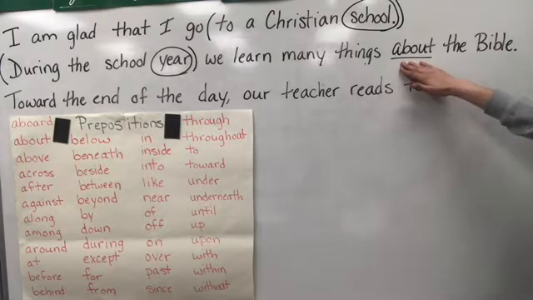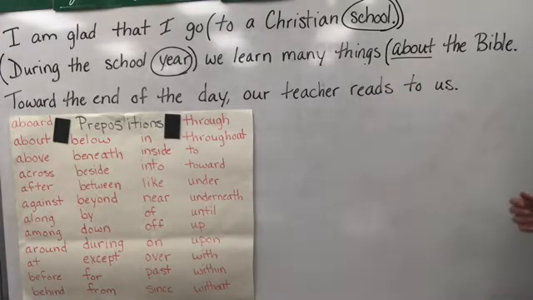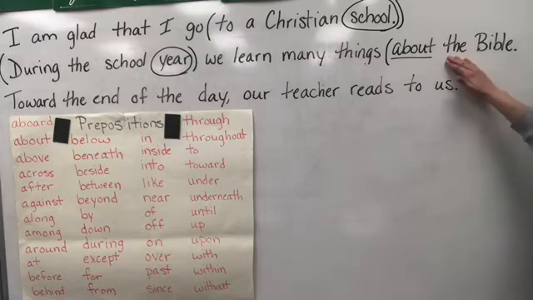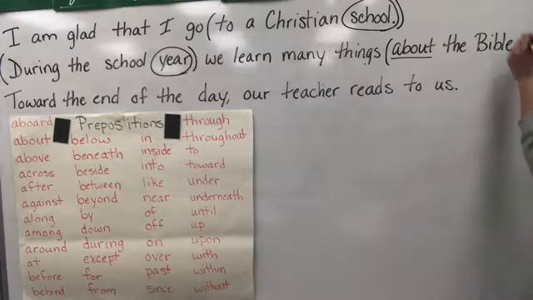So we want to start with about. That would be where our prepositional phrase would begin. And let's see if we can find a noun or pronoun to end this prepositional phrase. So is the a noun or pronoun? Nope, it's an adjective. Is Bible a noun or pronoun? It is. It's a noun, it's a thing.